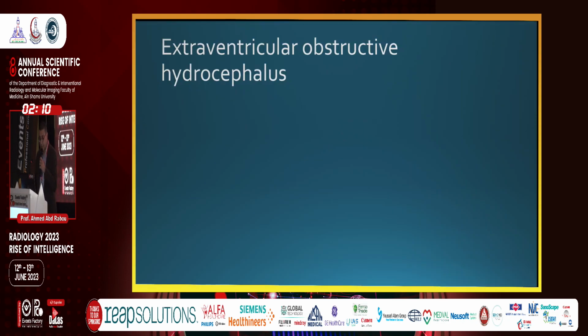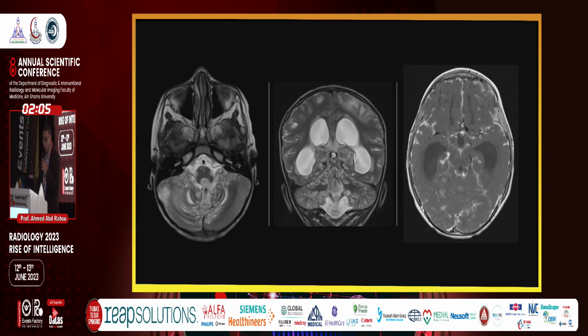The next category is the extraventricular obstructive hydrocephalus, and this is obstruction at the level of the subarachnoid spaces. For example, there is infection, there is a subarachnoid bleed, and there is a leptomeningeal metastasis. All these are causes, and this patient here has Cryptococcus meningitis. As you can see, there are small locules which are of this organism. It's occupying the subarachnoid space and also dilated perivascular spaces. And as you can see, there is enhancement in the meninges, in the leptomeningeal and basal meninges.